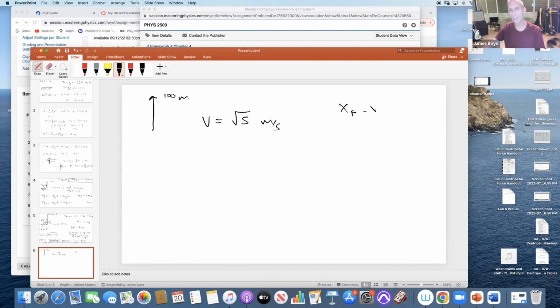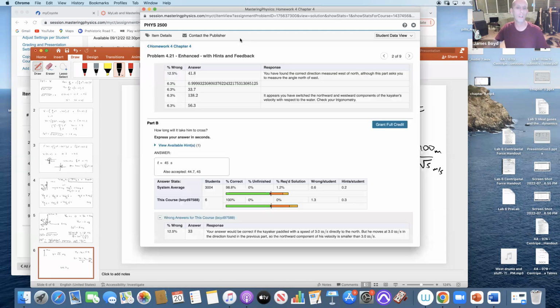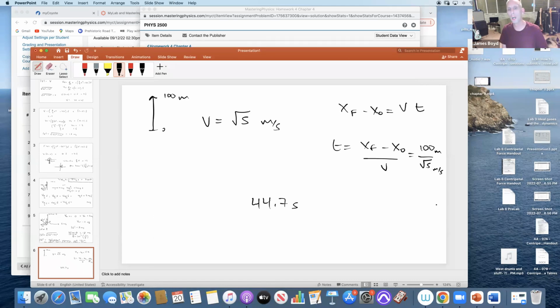So x final minus x initial is v times t, or t is x final minus x initial over v. X final will be 100, x initial will be 0, so this will be 100 divided by square root of 5 meters per second, which will give you seconds. So 100 divided by square root of 5 is 44.7 seconds, which is 45 seconds if you round to 2 significant figures, which is fine, even though our answer really should probably only be 1.